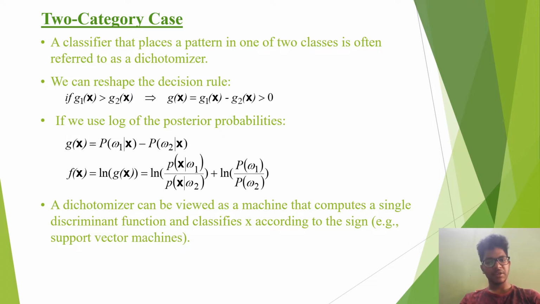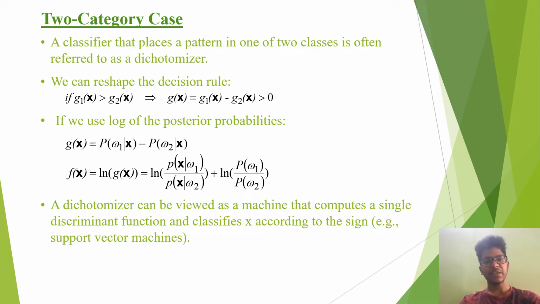f(x) equals ln of g(x), which equals ln of p(x | omega_1) divided by p(x | omega_2), plus ln of P(omega_1) divided by P(omega_2). A dichotomizer can be viewed as a machine that computes a single discriminant function and classifies x according to the sign. Examples include support vector machines.